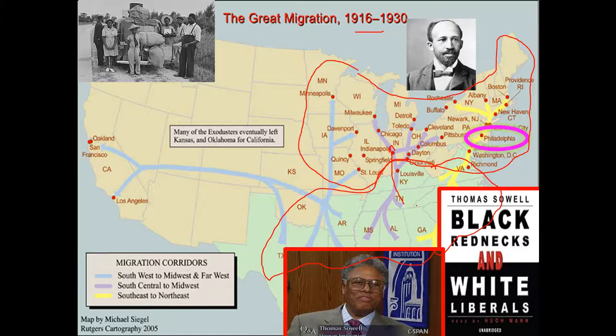This is all hypothesized in Black Rednecks and White Liberals as why these cities turn into ghettos. They were not ghettos. There were not problems. Sure, there were issues, but not nearly like there were after the Great Migration because of the culture that they brought with them. And it's not just blacks, it's whites as well.